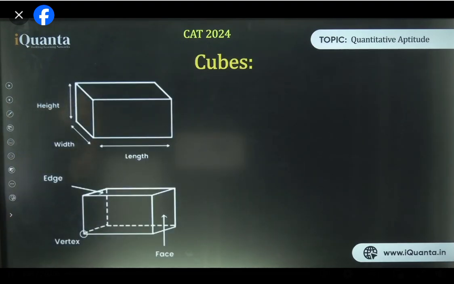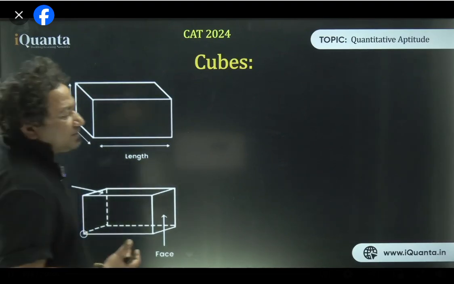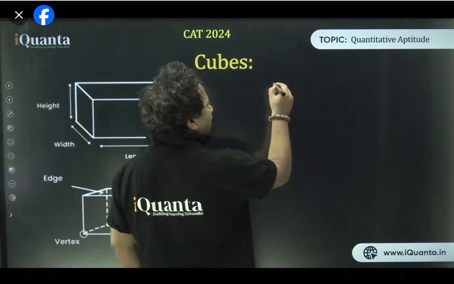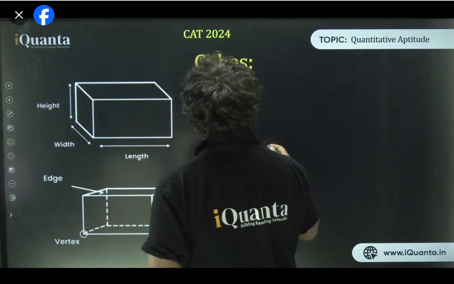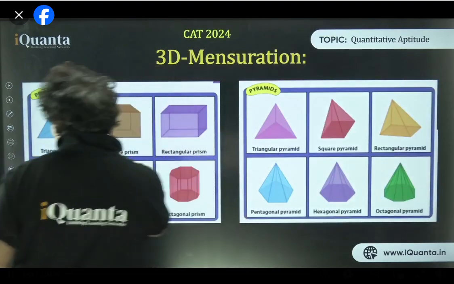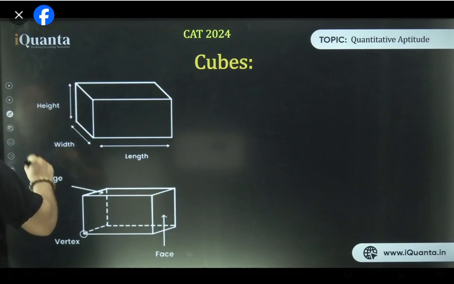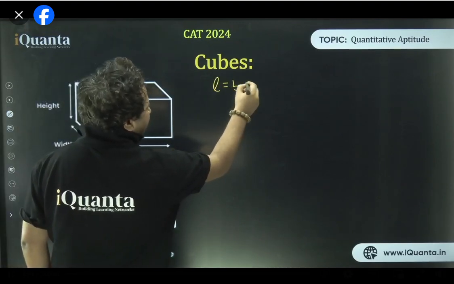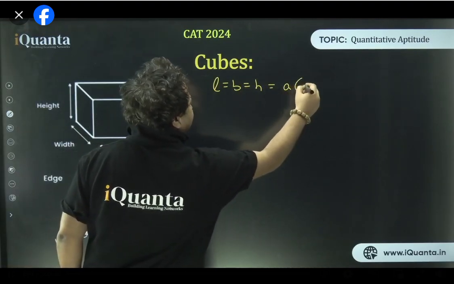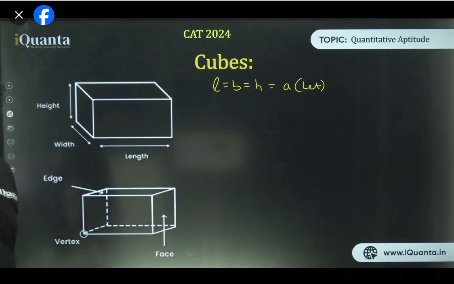Okay, the simplest, most basic figure is the cube. Cubes and cuboids almost look similar. The only difference is that in cubes, all the sides, like length, breadth, and height, are the same. So we can write, in cubes, L is equal to B is equal to H. So let them be a. So a is the side.